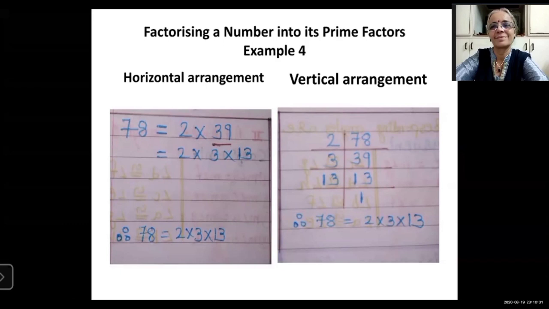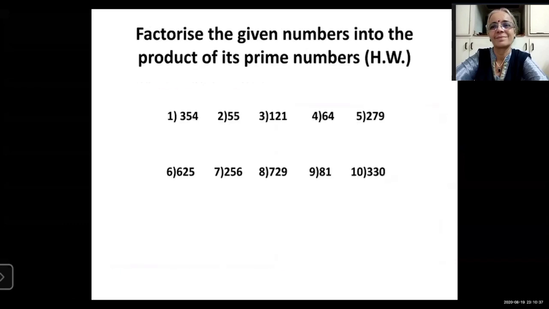So are you all ready for homework? Take out the screenshot of this. Practice these numbers, factorization of these numbers. Practice both the arrangements, horizontal as well as vertical. And post your answers in your WhatsApp group. Your teachers will check it. And ask your teacher to give more than example daily.